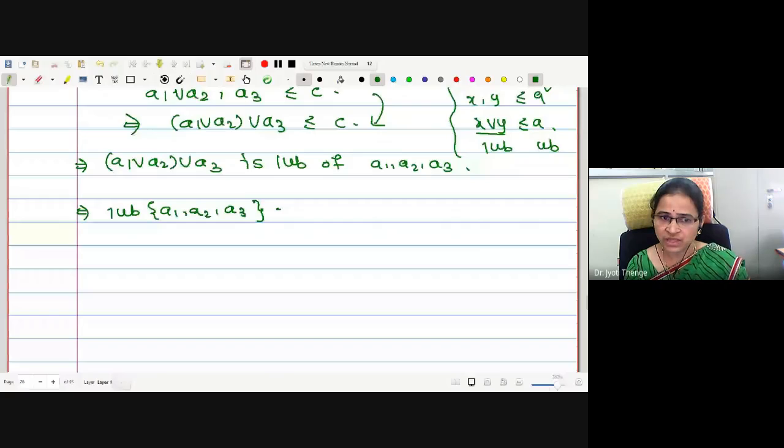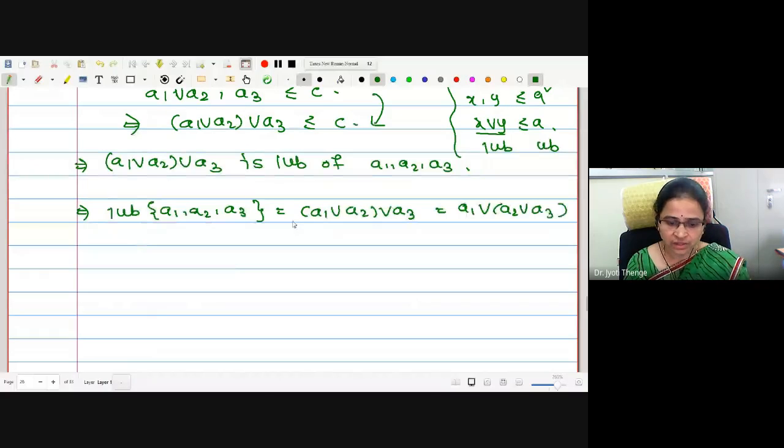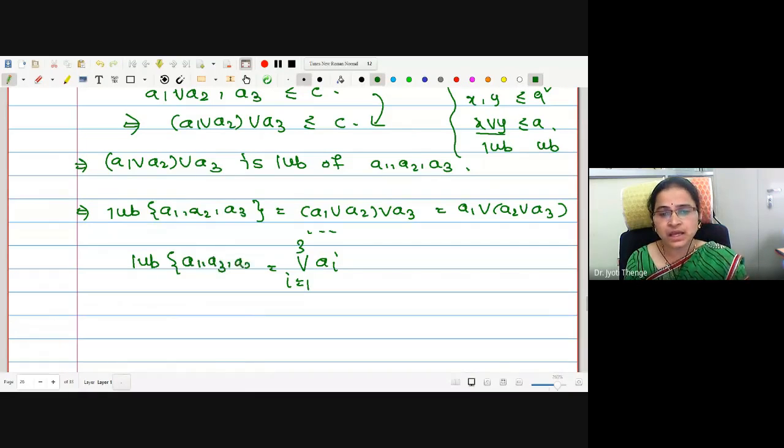How many ways are there to write A1 join A2 join A3, or A1 join A2 join A3? Many ways one can write. Therefore, combinedly I can write this is join of Ai, i runs from 1 to 3. Therefore, LUB of 3-element subset exists.